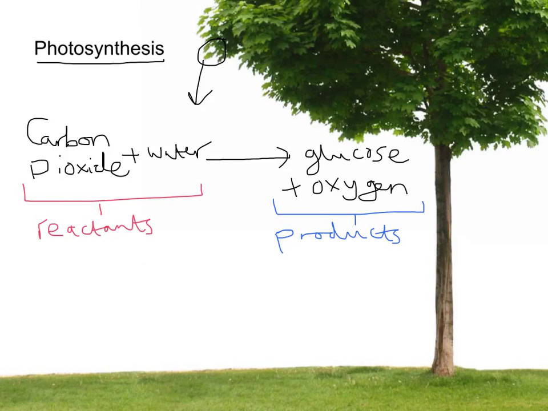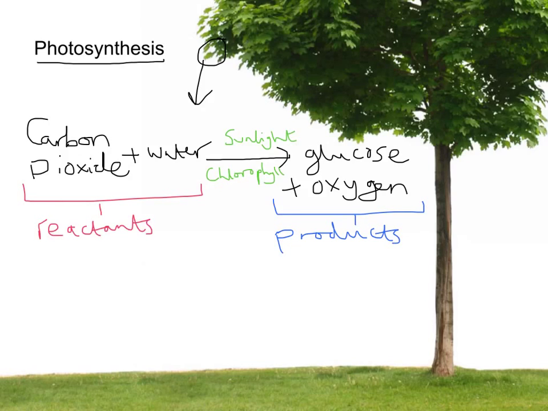Now, you do require two other things, and they're often written over the arrow, in fact, in this reaction. Sunlight is one, and chlorophyll is another. So we're going to explain why I've written those two over the arrow.